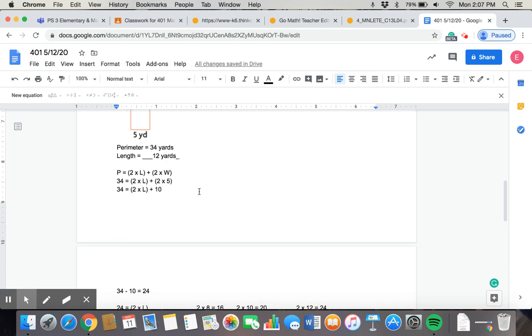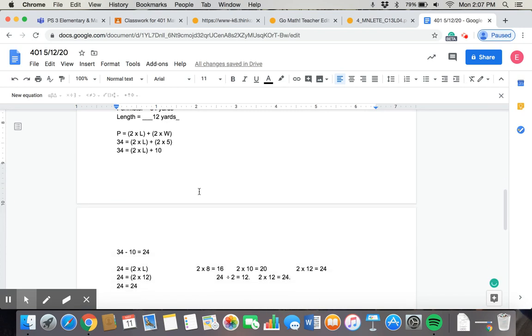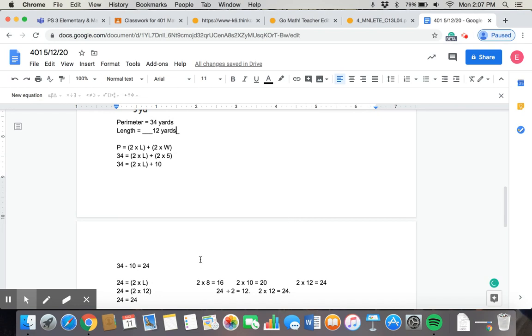Now, remember, you need to include your units in your answer. And this is how you can show your work. You can guess and check. You could use division and show that you know it's an inverse operation of multiplication. Two different ways that you could solve it here.